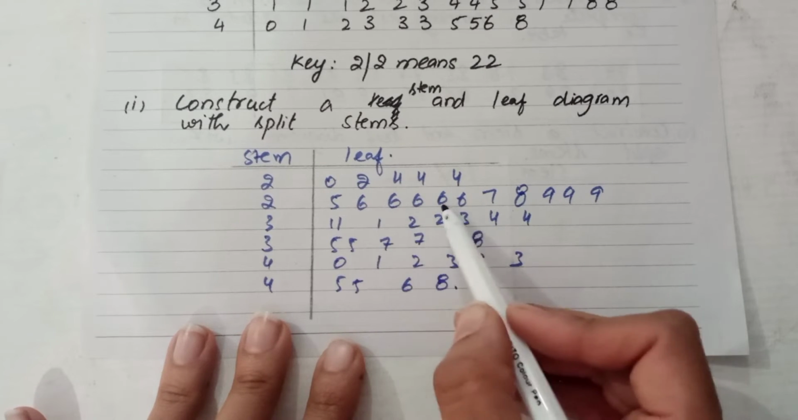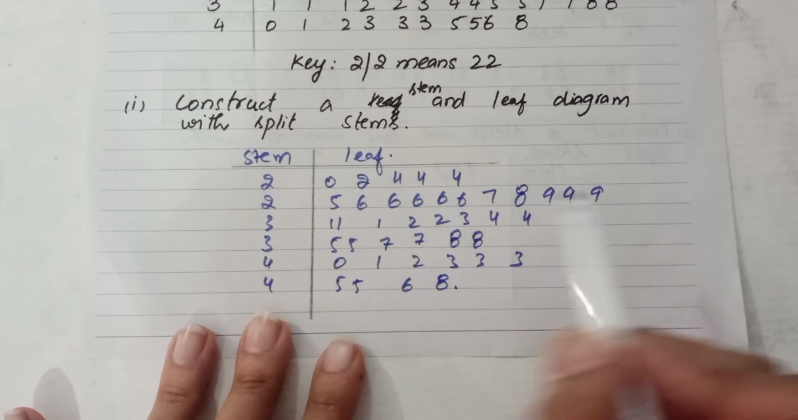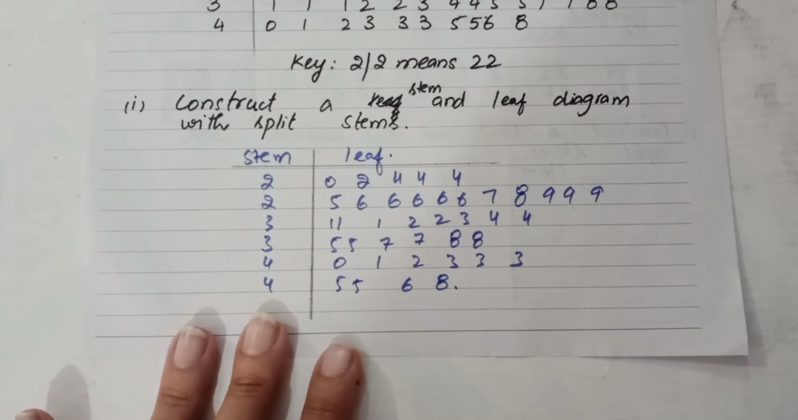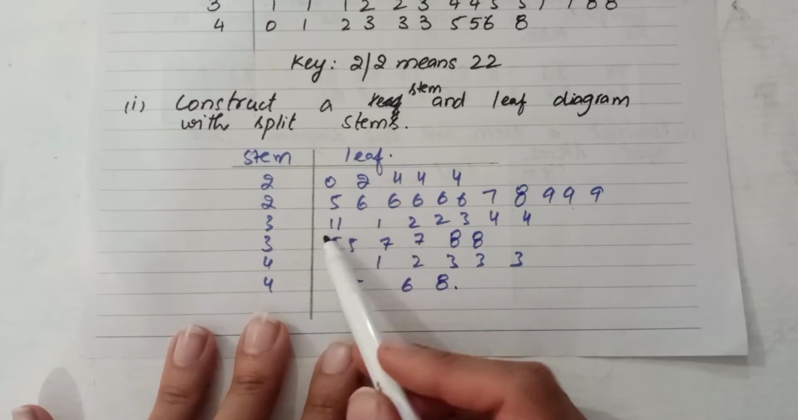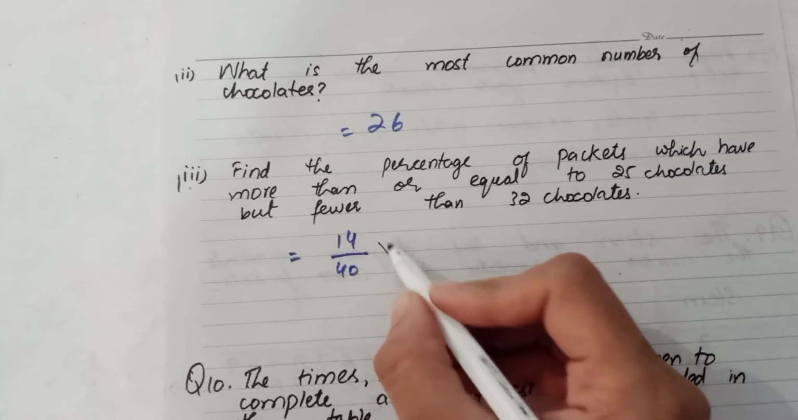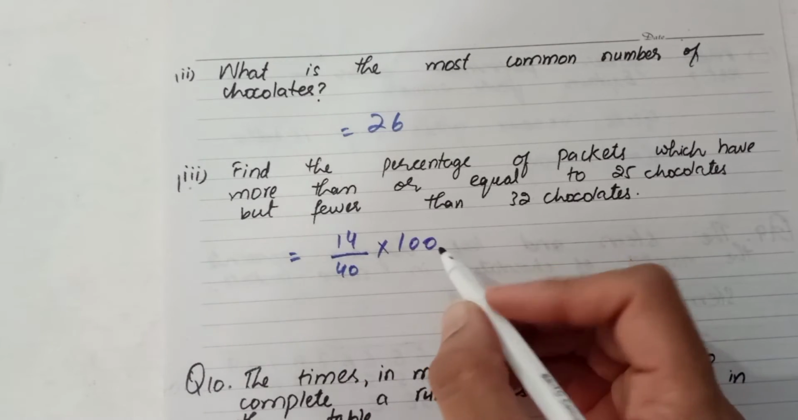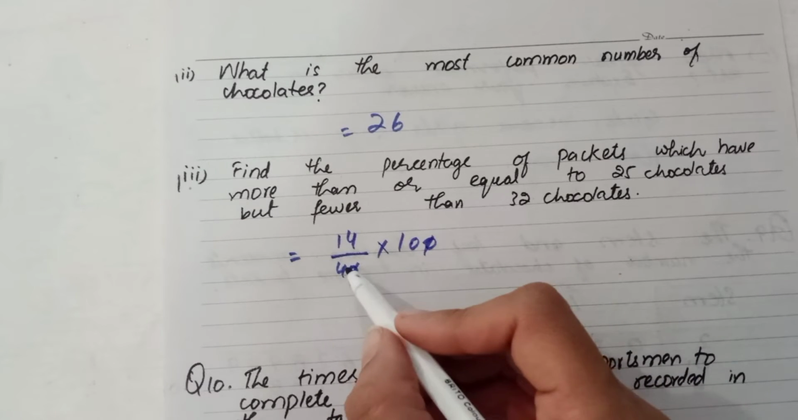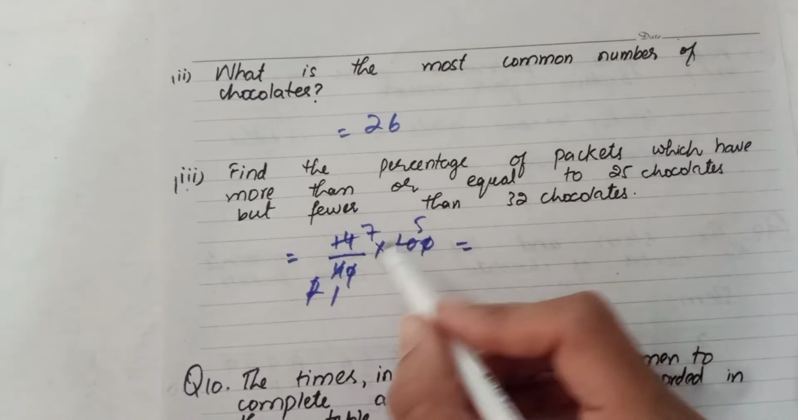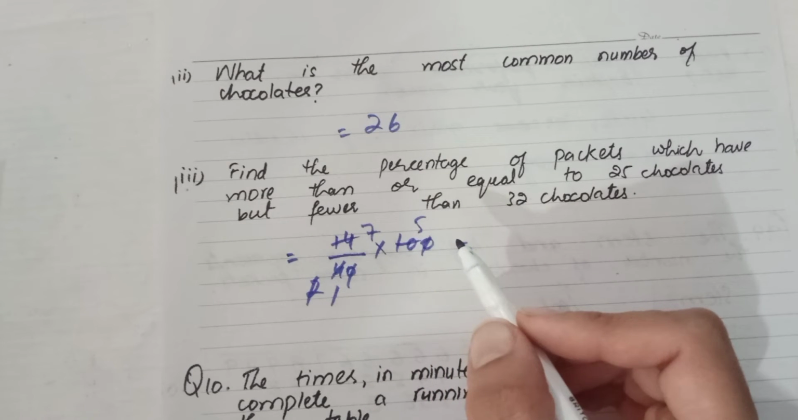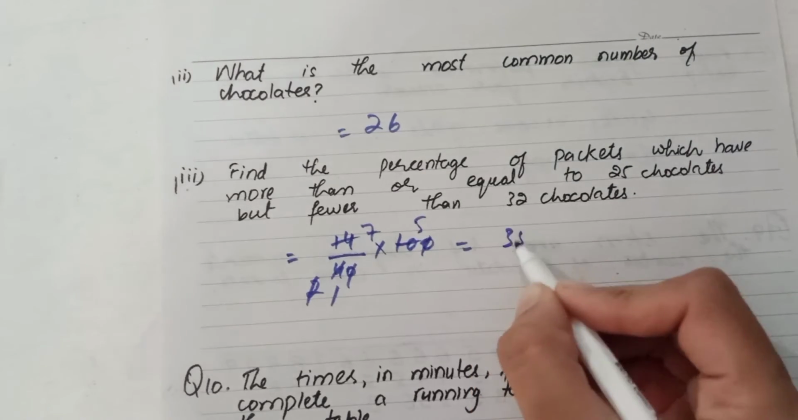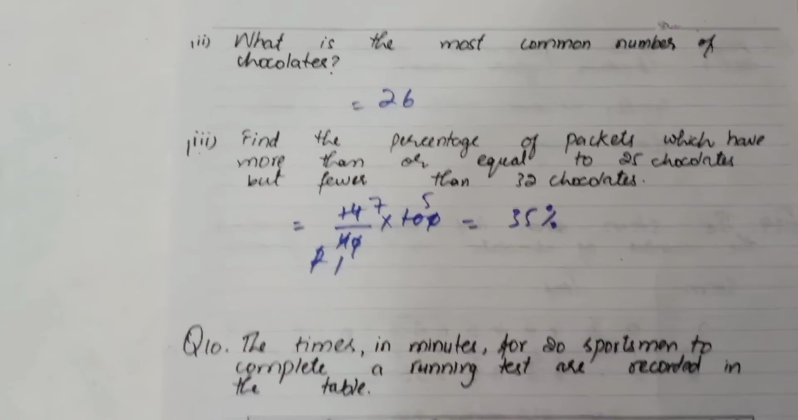1, 2, 3, 4, 5, 6, 7, 8, 9, 10, 11, 12, 13, 14. There are 14 packets less than 32. We write there 14, and we have to find the percentage, that's why we multiply by 100. Cancel out 2 5 and 2 7, and 7 fives are 35, and we get percentage 35.